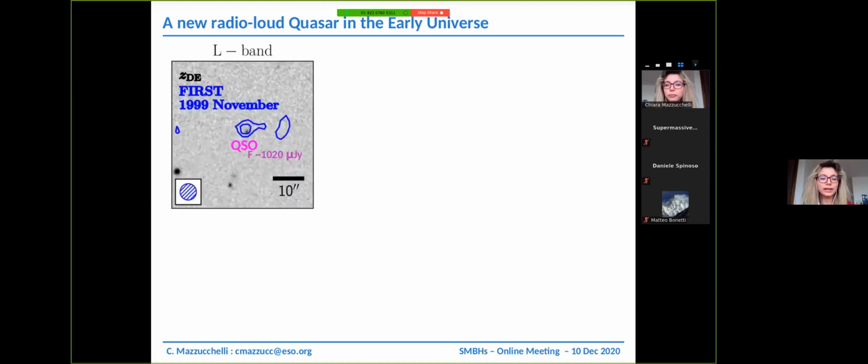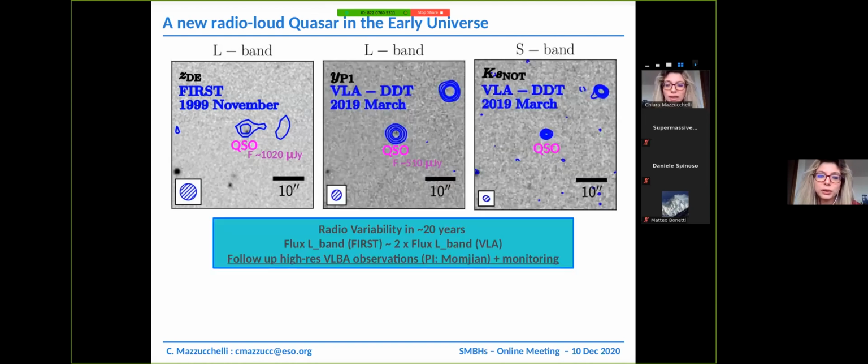In this talk. Indeed, this source was firstly observed with FIRST in 1999 and was detected as a bright radio source. And this is also how we found this quasar. On the other hand, we also obtained recently VLA follow-up observations of this source. And I think we find very puzzling discoveries. On one hand, we see that the quasar itself has a flux which is half of what was recovered 20 years ago with FIRST. So we might be seeing hints of radio variability of this source in the span of 20 years. And so we are currently following this up with higher resolution VLBA observations.